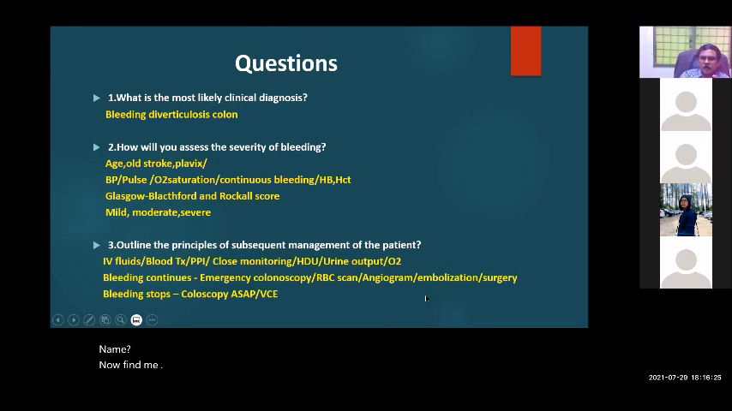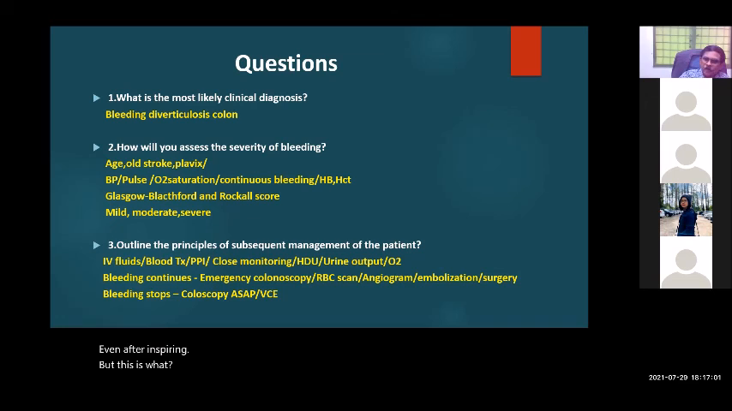Okay? So, it's a very common question format: outline the principles of management. So you must follow a standard practice, standard answer. 1. Resuscitation. Resuscitation is always fluid, blood, oxygen, and then monitoring. Giving fluids, monitoring, and giving certain drugs, which is important. If it is a bleeding ulcer, you have to give IV PPI immediately. But in this case, PPI is only to prevent something.